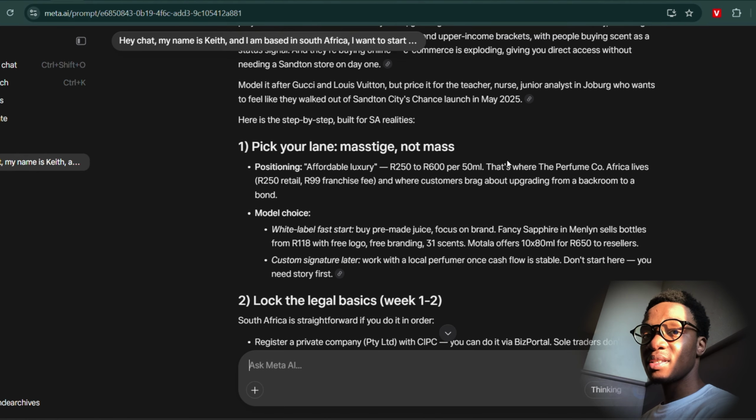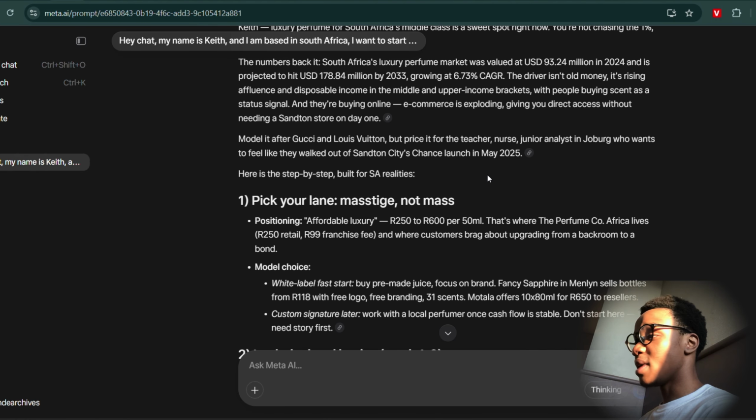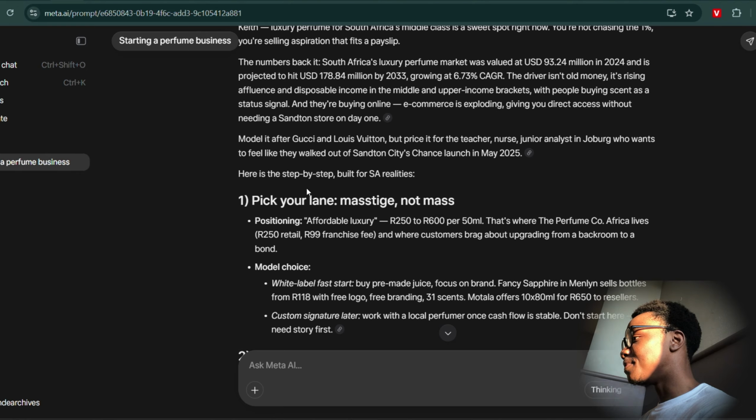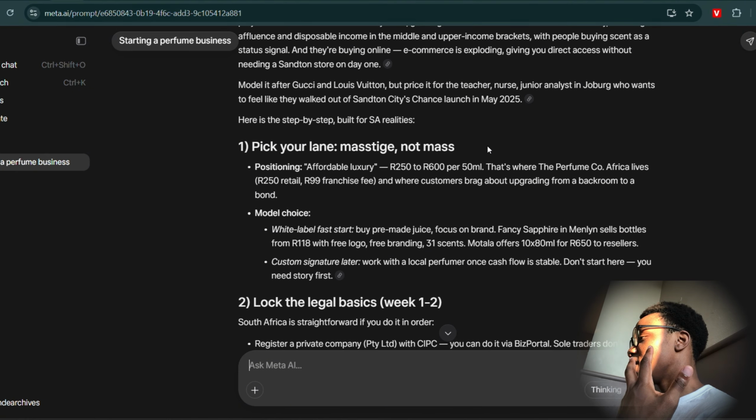That's beautiful, because a lot of these luxury brands thrive in Sandton City, man. That's where you find Gucci and Louis. You don't find them around where I live. Okay. Modeled after Gucci and Louis Vuitton, but priced for the teacher, nurse, junior analyst in Joburg who wants to feel like they walked out of Sandton City's launch in May 2025. Here's the step-by-step build for SA realities.